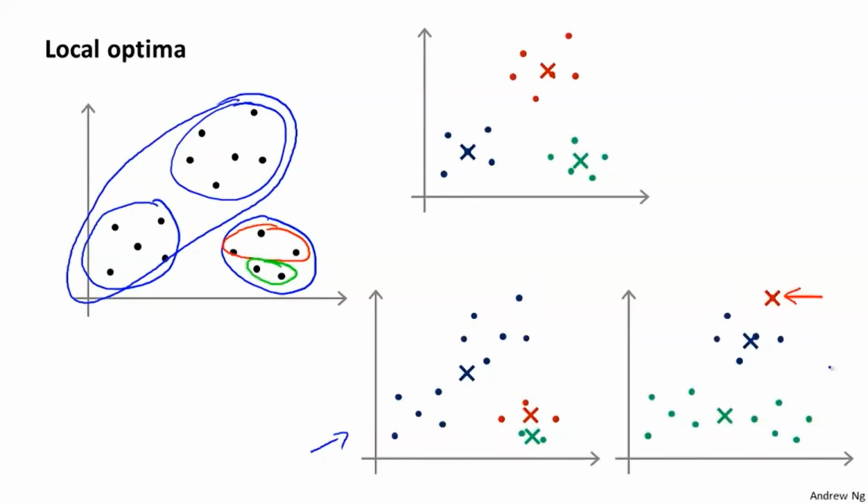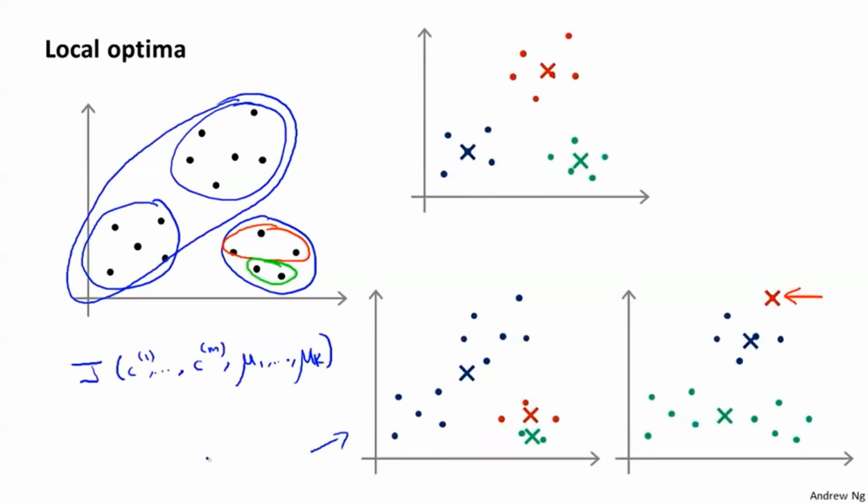The term local optima, by the way, refers to local optima of this distortion function J. What these solutions on the lower left correspond to is really solutions where k-means has gotten stuck at a local optima and is not doing a very good job minimizing this distortion function J.